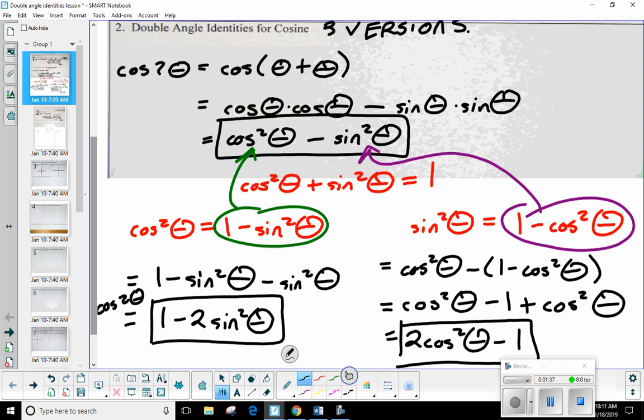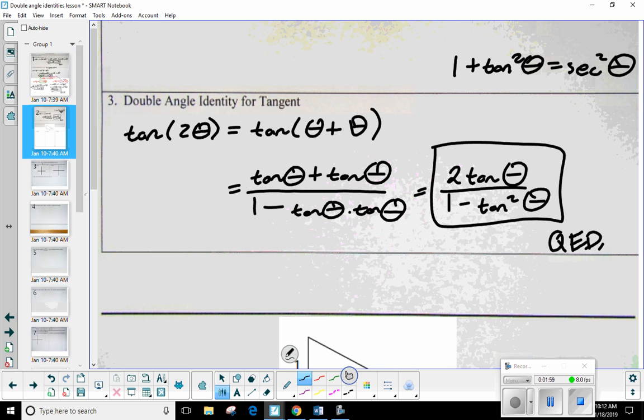When you're trying to verify a statement, like the proofs we've been working on, you want to think about which one is going to help you the best. Okay, but cosine of 2 theta equals cosine squared of theta minus sine squared of theta, which equals 1 minus 2 sine squared of theta, which also equals 2 cosine squared of theta minus 1. And our last one, tangent of 2 theta was 2 tangent theta divided by 1 minus tangent squared.